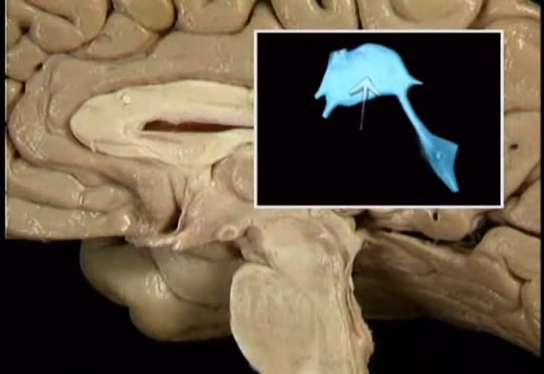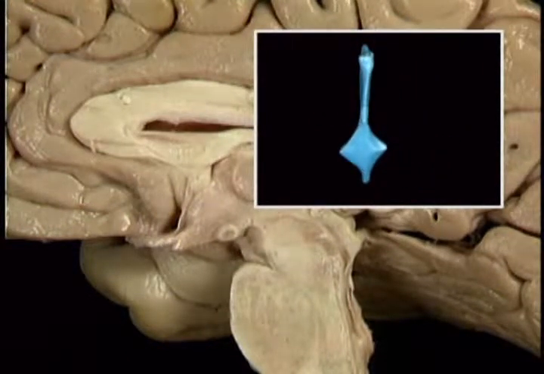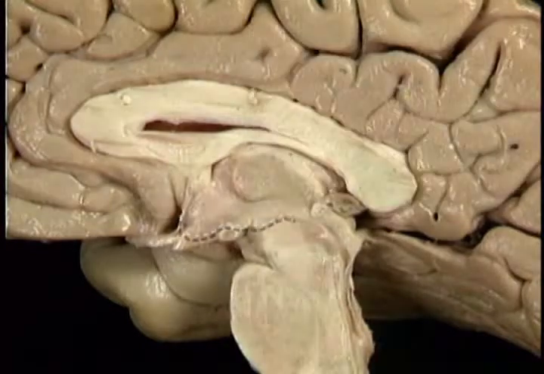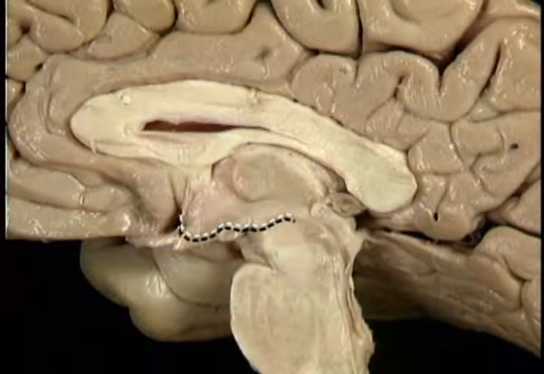The third ventricle in the model. It's quite narrow from side to side. This is the floor of the third ventricle.